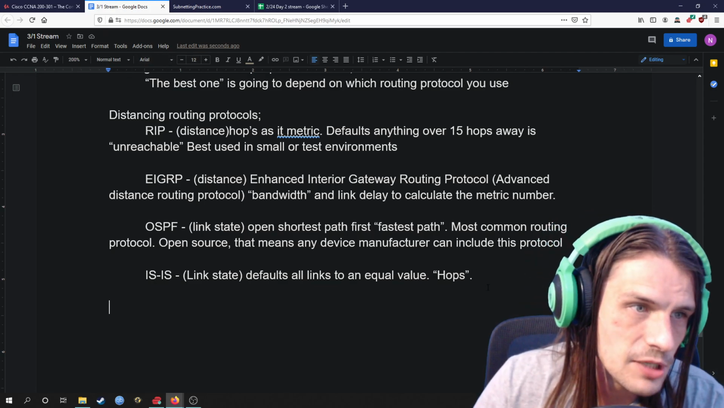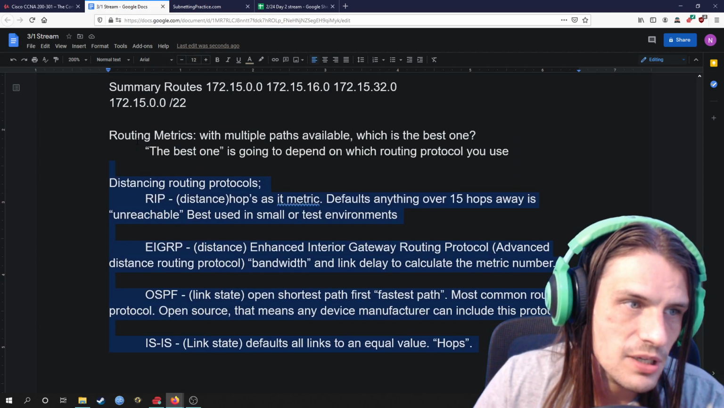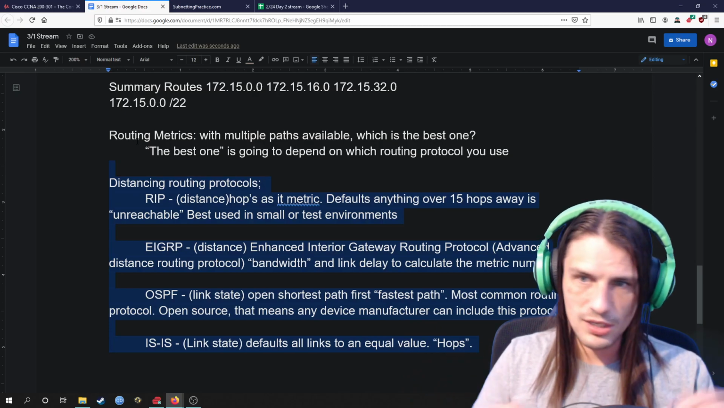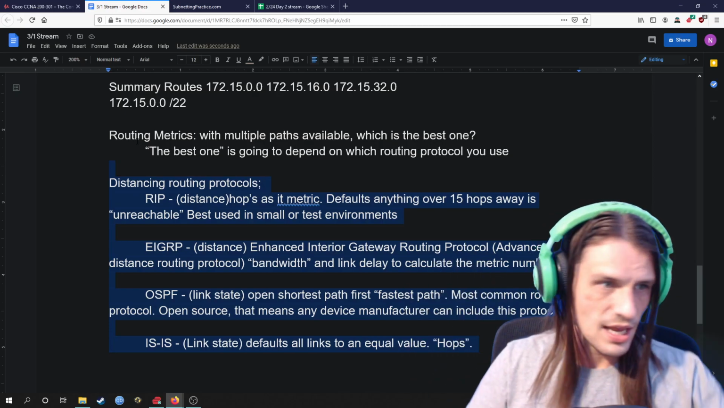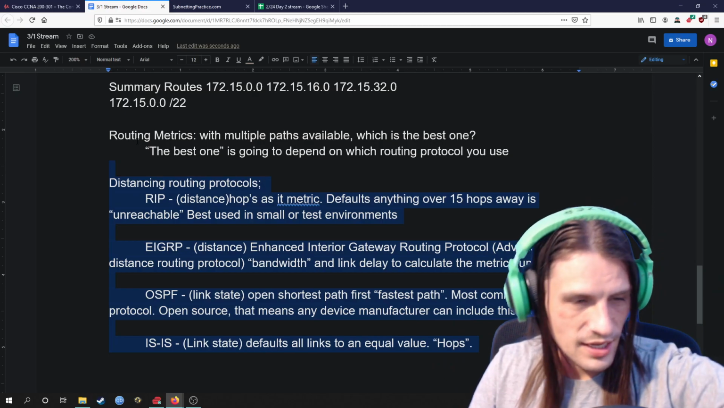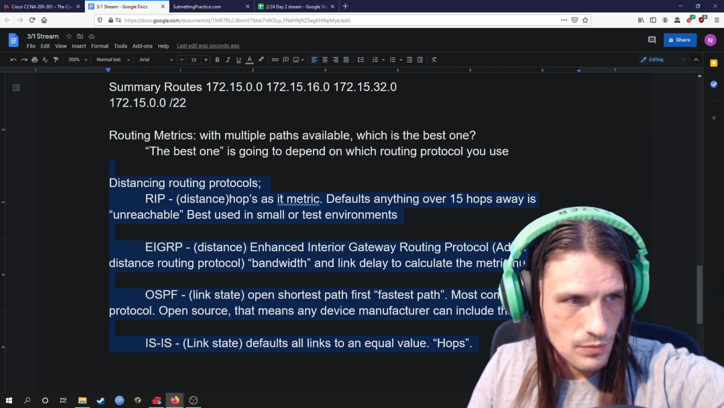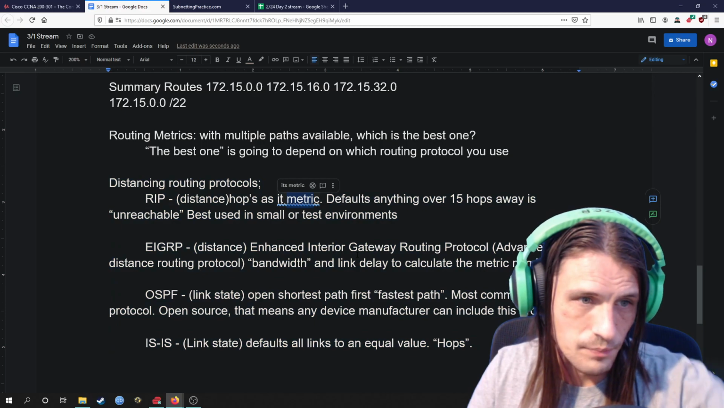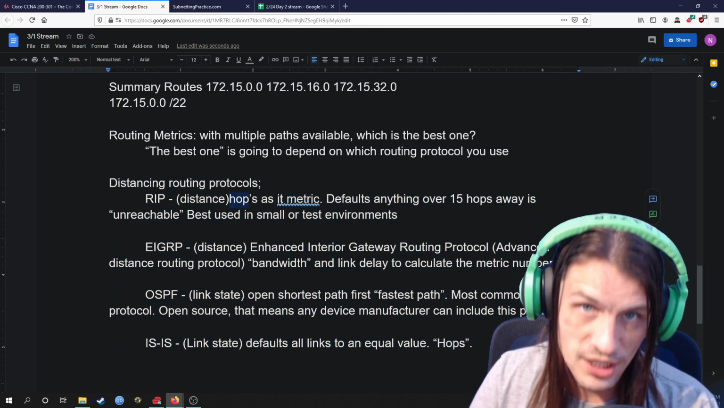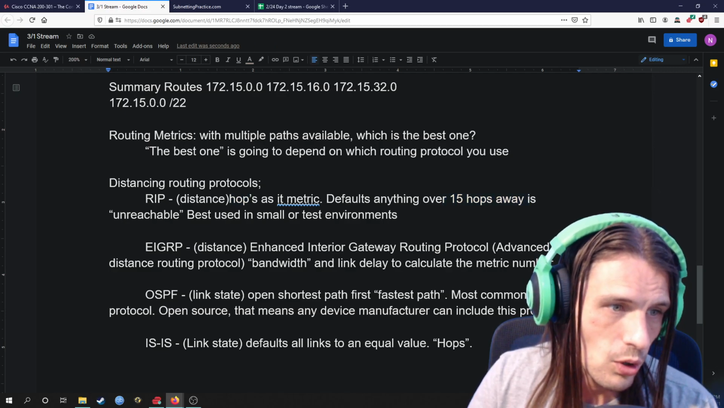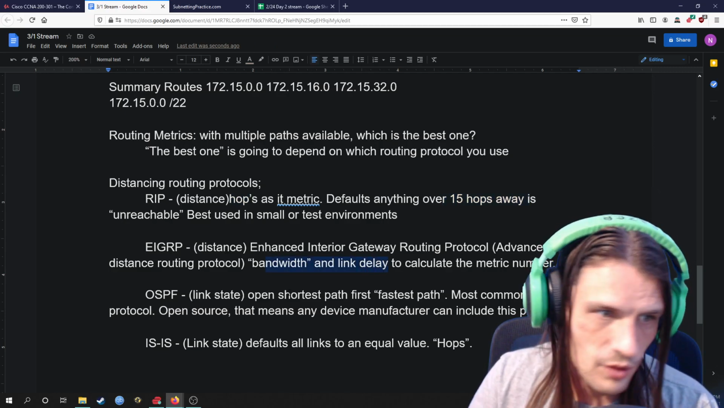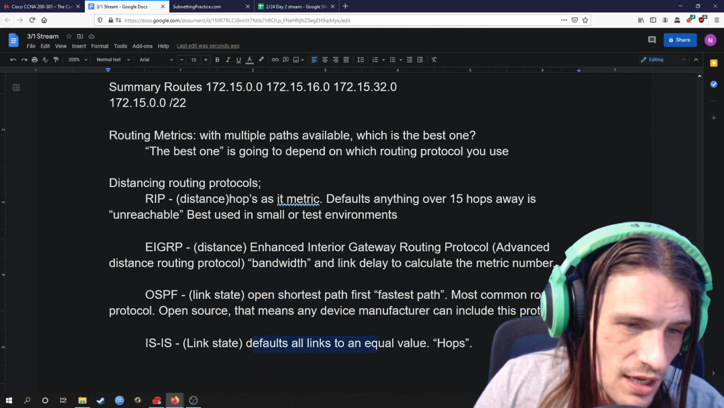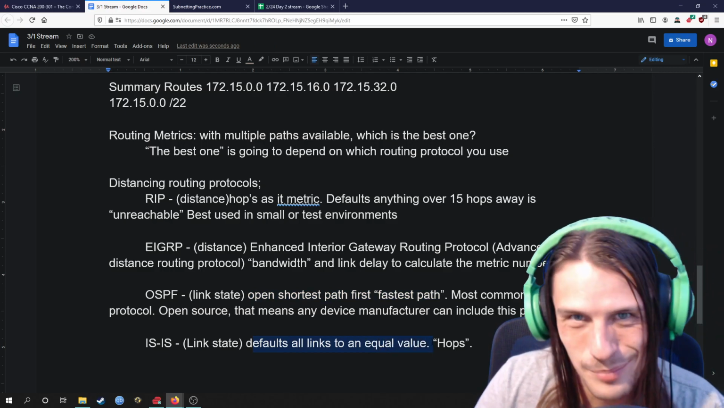So again, these are all dynamic routes. These are all protocols that are going to be able to build their own routing procedure within your network. So you turn them on and they just start talking to each other. They start talking to all the other devices. And based on how they see the shortest path in the network, based on what metric they use, whether it's specifically just hops and they have a 15 hop maximum, or if it's based on bandwidth and link delay, or if it's based on the fastest possible path, that's bandwidth specifically, or if it's based on default values, hops again.